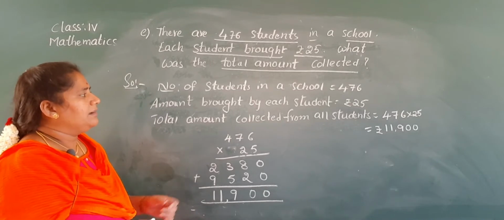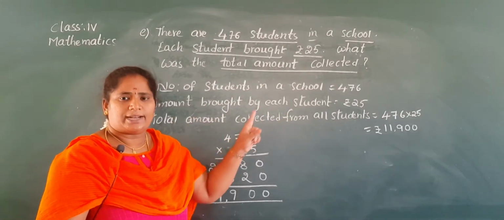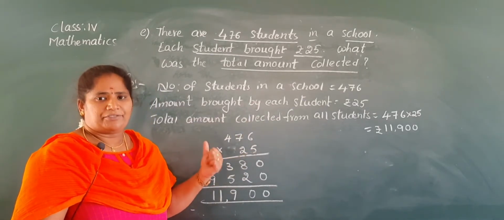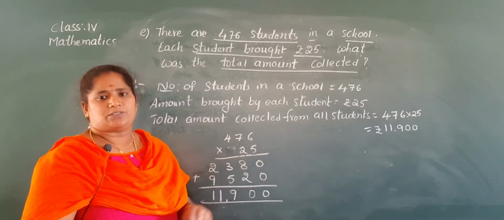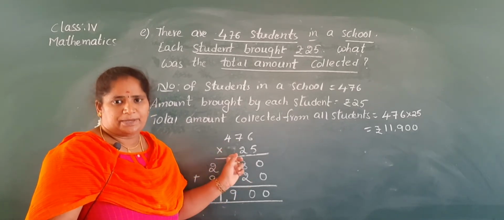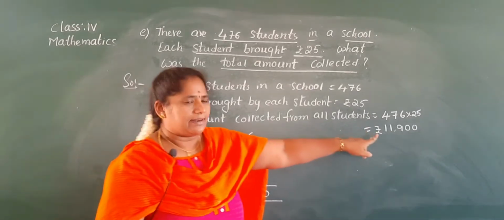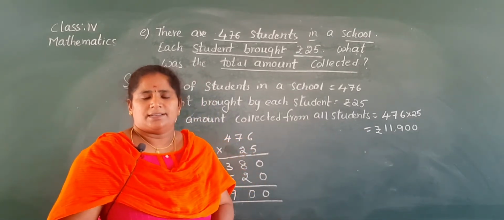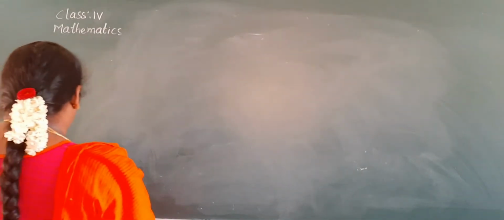What is given? The number of students in the school is given, and the amount brought by each student is 25 rupees. Now we have to calculate how much amount was collected from the 476 students. How do we get this answer? Which operation did we use here? Yes, multiplication. So do the multiplication and write the answer here: 11,900 rupees. Is it clear to you, children? Okay, next. Estimate the product of the following.